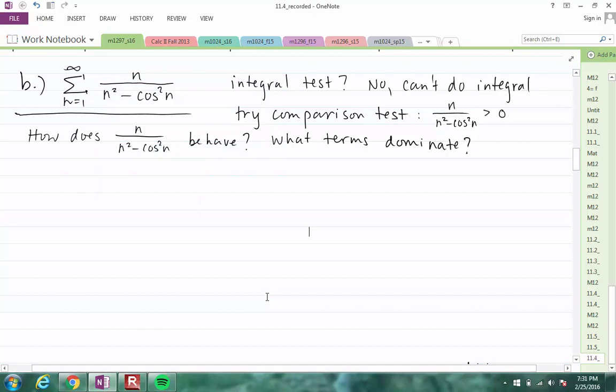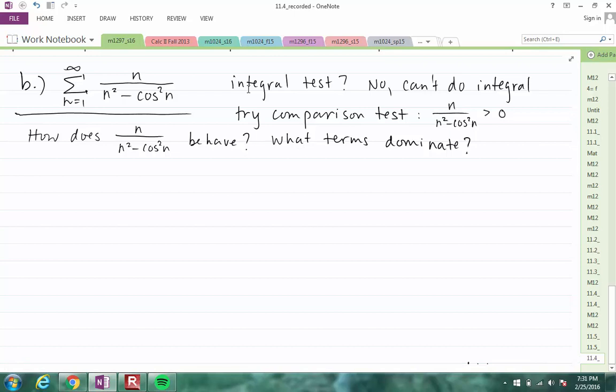We're in section 11.4, which is the comparison test. We have example 1 part B, the series of n over n squared minus cosine squared. We did the integral test recently in the section before, just to appreciate that if you try to take the integral of this a sub n, it's not going to be doable. So that's not helpful. For the comparison test, one thing to check is that a sub n is greater than 0 for n greater or equal to 1, always. So we got that going for it.